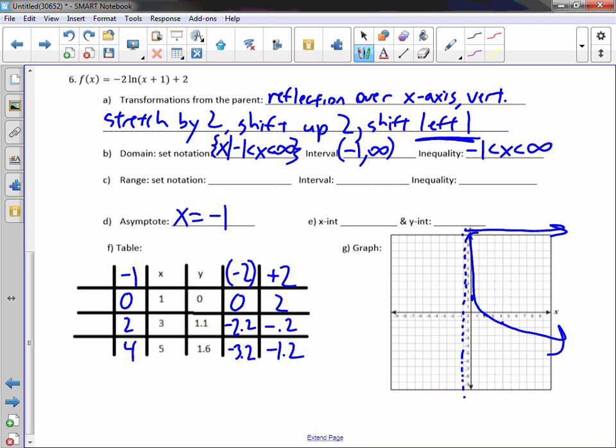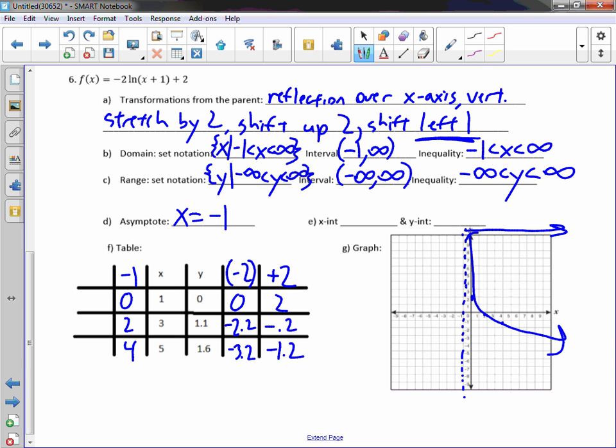For range, again, for logs or ln, it's always all real numbers. So y, -infinity less than y less than infinity. Interval is -infinity to positive infinity. Inequality is -infinity less than y less than infinity.